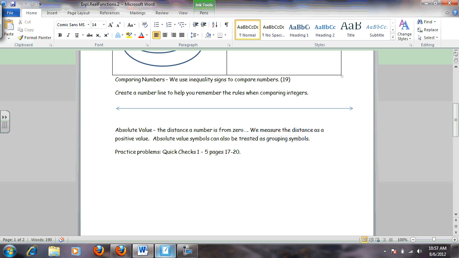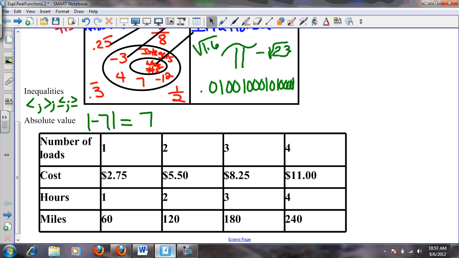Notice that I have asked for you to do some practice problems and the quick checks on pages 17 to 20. We're going to move on, however, and talk about lesson 1-4, which begins on page 27. We're going to talk about functions. Remember last year we ended the year talking about functions.